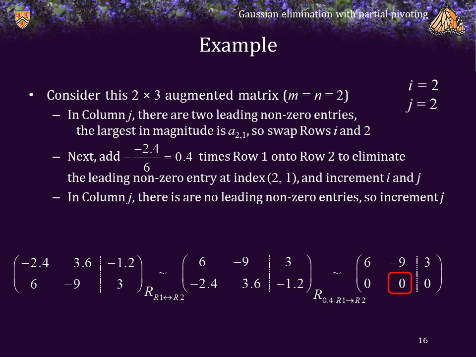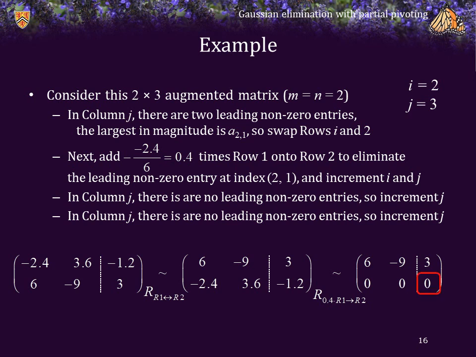Next, in column 2, there are no leading non-zero entries. Negative 9 is not a leading non-zero entry, and neither is the 0. So all we can do is increment j. So j is now 3. In column j equals 3, there are again no leading non-zero entries, and therefore we just increment j again. Now j is greater than n plus 1, as j is now 4, and so we are done.